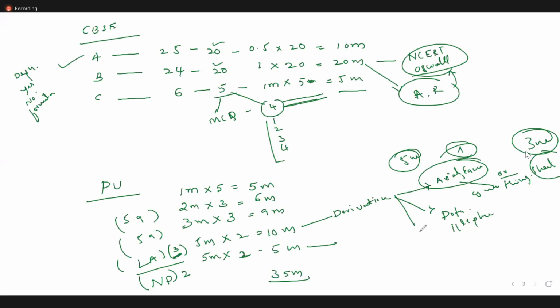Next, you will go with moving charges and magnetism. In moving charges and magnetism, you have only two derivations for the long answer questions. Many others are there, but they are not going to ask those. They may ask them in the 3 marks and 2 marks questions, not that lengthy.